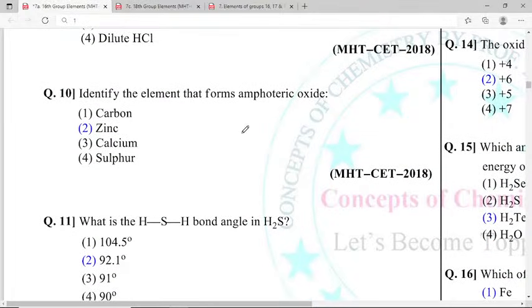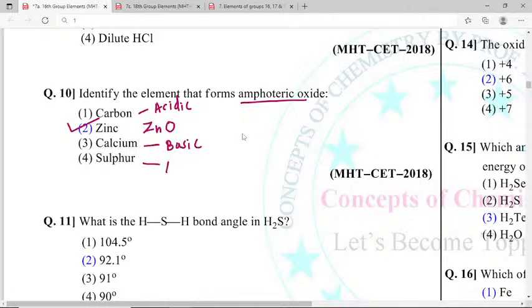Identify the element that forms amphoteric oxide. Zinc oxide is amphoteric. Carbon forms the acidic oxide. Calcium forms basic oxide. Sulfur forms acidic oxide.